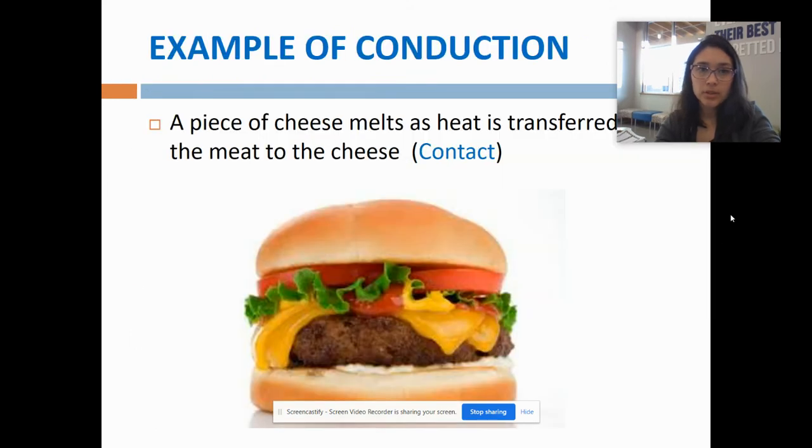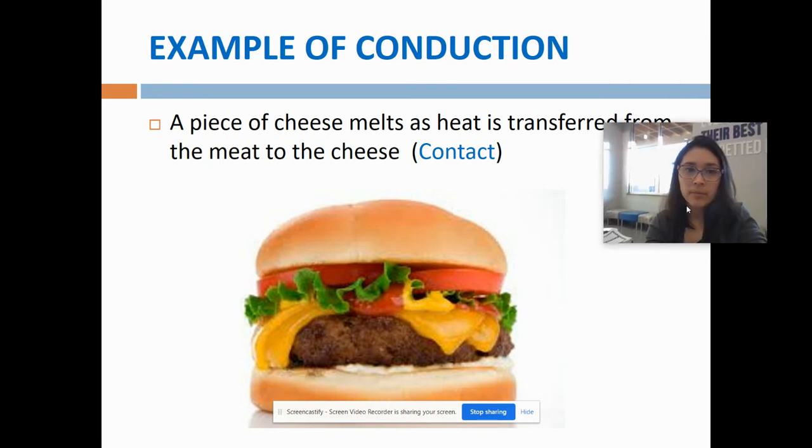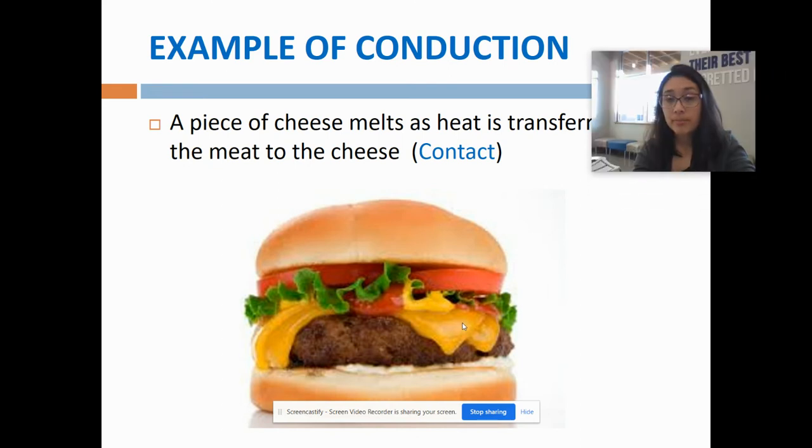All right, so conduction example. A piece of cheese melts as the heat is transferred from the meat to the cheese. So that's a great example. The meat is cooked, so it's hot, and then you put the cheese that's cool onto the burger and it melts because the heat transferred from the hot burger to the cool cheese.